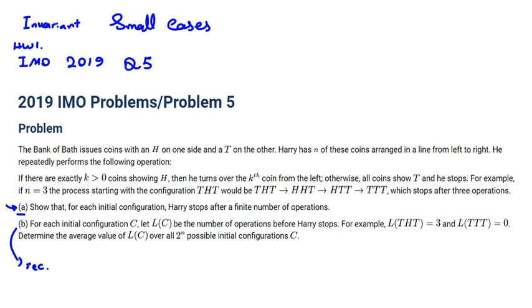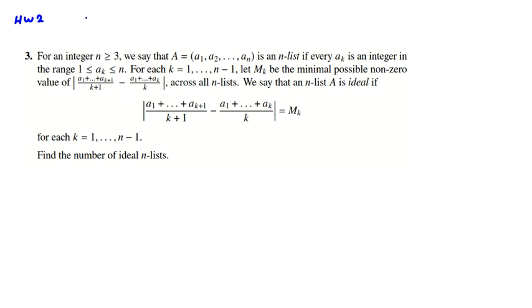Let me tell you another homework. The next one, homework number 2. It is for BMO Round 2 national level, British Mathematical Olympiad, and it's for 2023. We have 4 problems. It is problem number 3. Again, you can use the same idea to solve this.